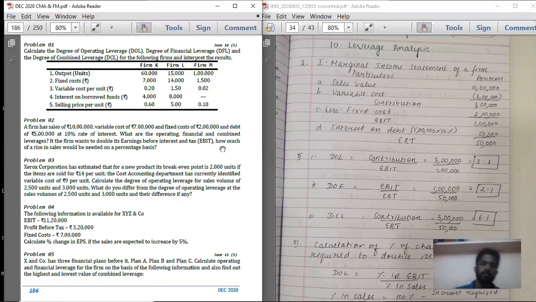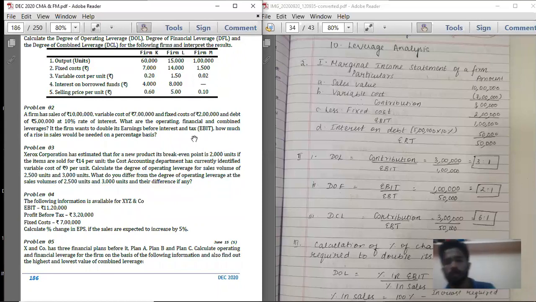So now come to the notes. They have given clearly the sales and variable cost. From that you will get contribution. From that, if you deduct fixed cost you will get EBIT. And from that, if you deduct the interest you will get EBT. So you will arrive at EBT, and you can find all three ratios: combined leverage, operating leverage and financial leverage. And for the one more question they have asked, doubling the EBIT, you can use degree of operating leverage to find the percentage of change in sales. So now take down problem number 2. Come to the notes. Problem number 2. Statement number 1: marginal income statement of a firm.